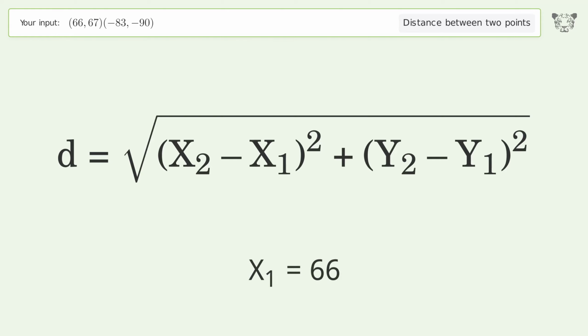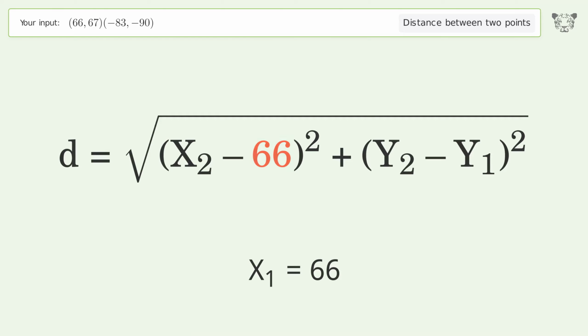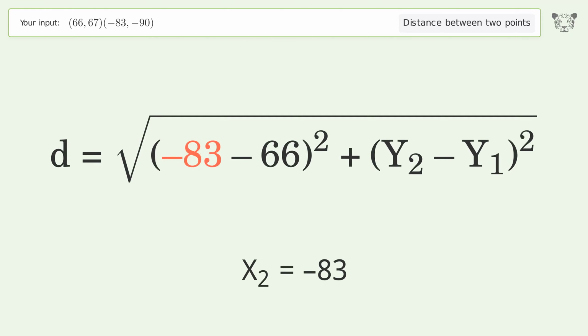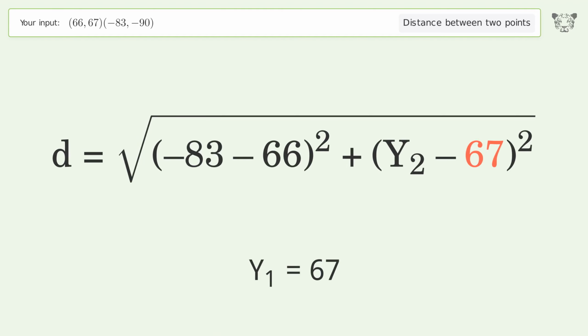x1 equals 66. x2 equals negative 83. y1 equals 67. y2 equals negative 90.